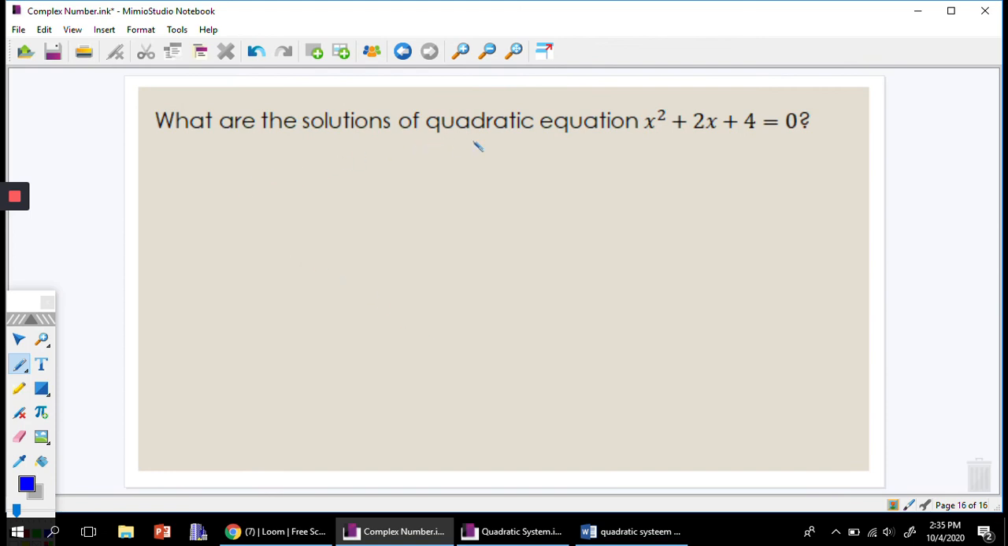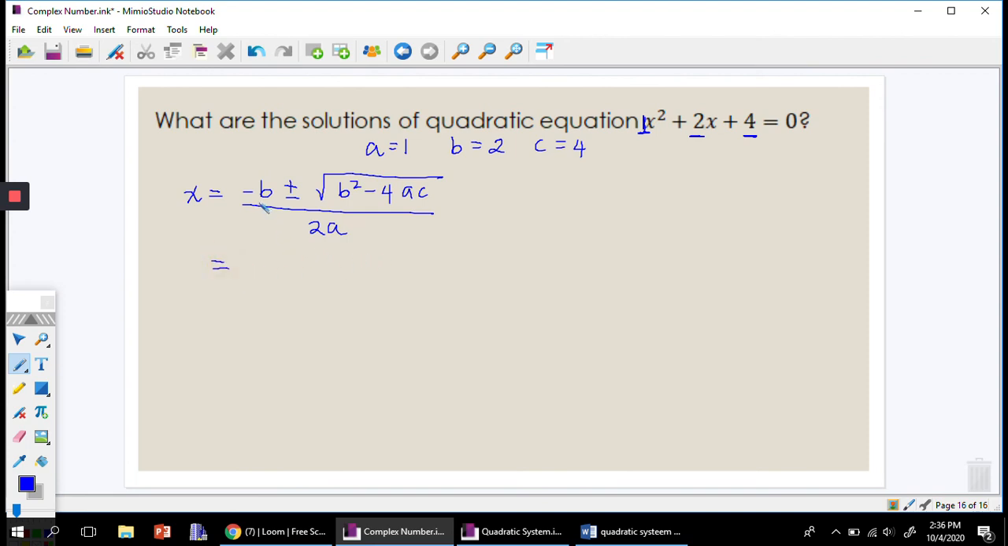What are the solutions of the quadratic equation x squared plus 2x plus 4 equals 0? So make sure that it is in standard form first, if you are going to use the quadratic formula. It's already in standard form, so we are now ready to identify your a. Your a is 1, your b is 2, and your c is 4. This is your a, b, and c. Okay, now let us have the quadratic formula: -b plus minus the square root of b squared minus 4ac, all over 2a.